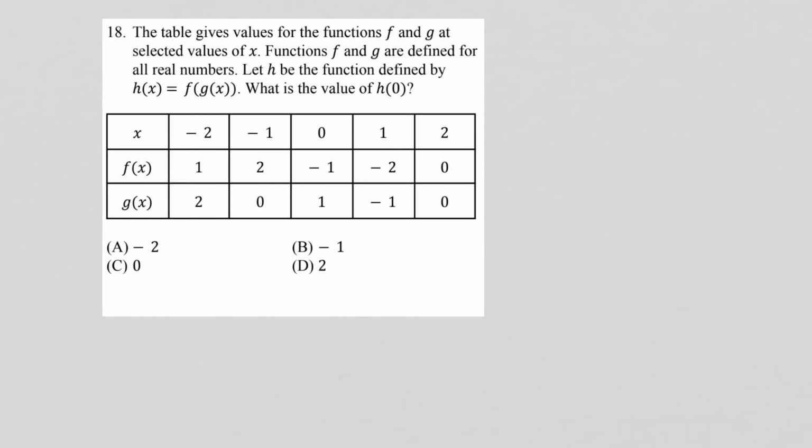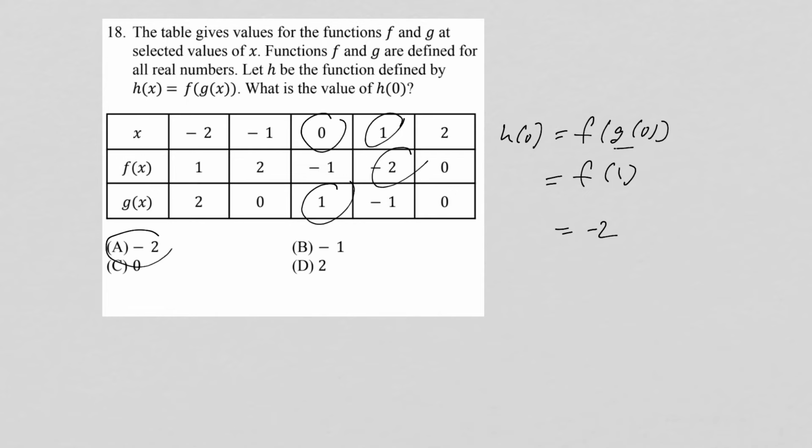18. Okay, so here's a table. F and G are defined for all real numbers, but we just have a couple of x values here. Let h be the function defined by h of x. So the question is, what's h of 0? Now, h of 0 is f of g of 0. But g of 0 is 1. So we get f of 1, and f of 1 is negative 2. And that's why that's the answer for that one.